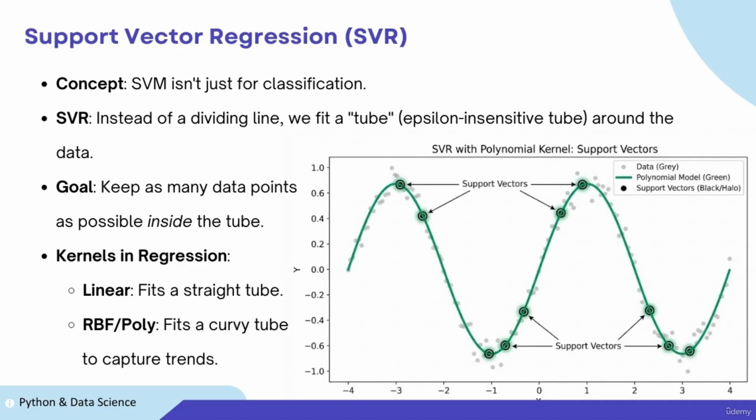Finally, SVM isn't just for classification. We can use it for regression, called SVR. Instead of a dividing line, imagine we are trying to fit a tube around our data points. We want to keep as many points as possible inside this epsilon tube. Points inside the tube are considered correct, 0 error. Points outside represent error. In the graph, you can see how the RBF and polynomial kernels, the curved lines, perfectly track the sine wave, while the linear kernel fails to capture the trend.